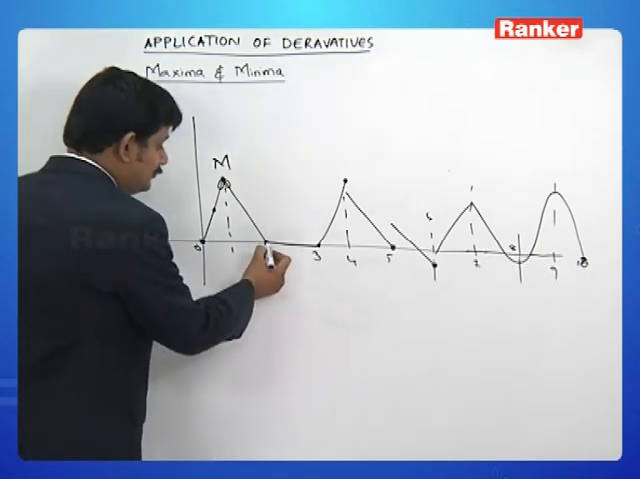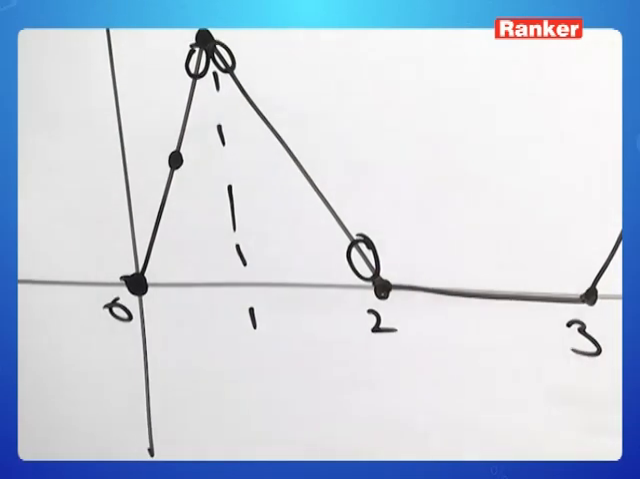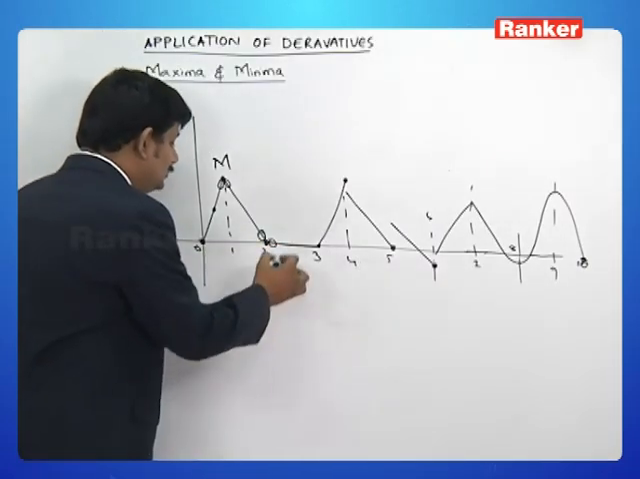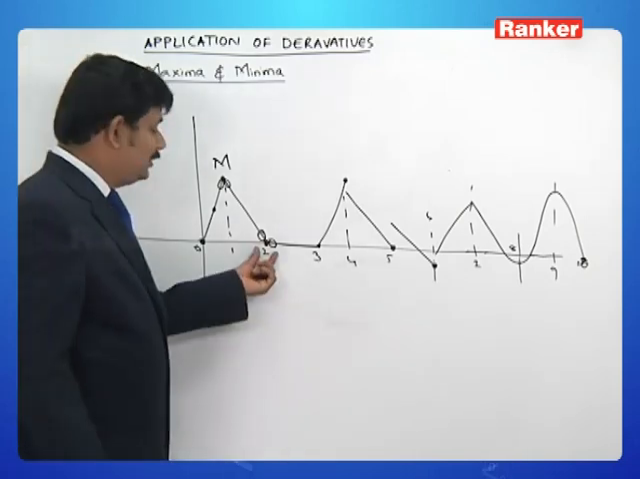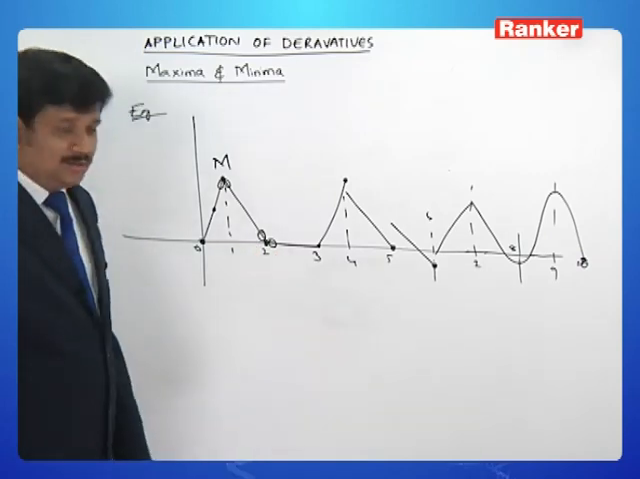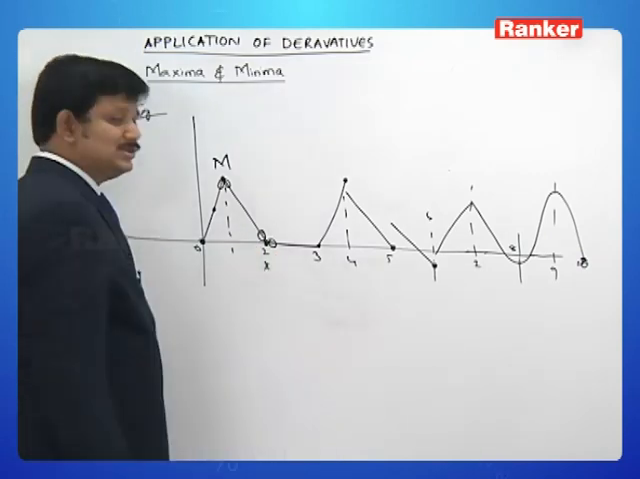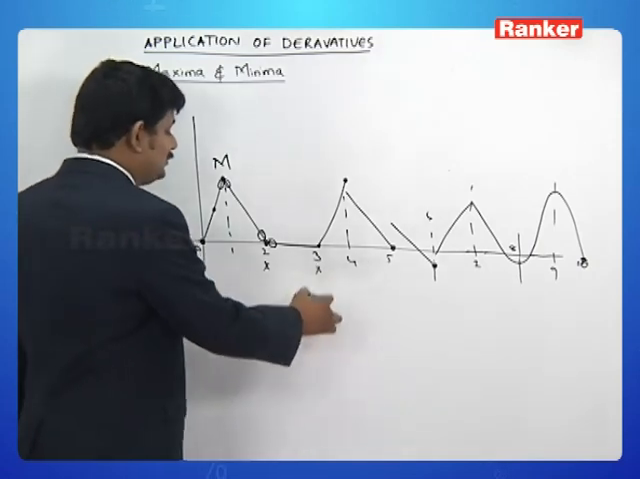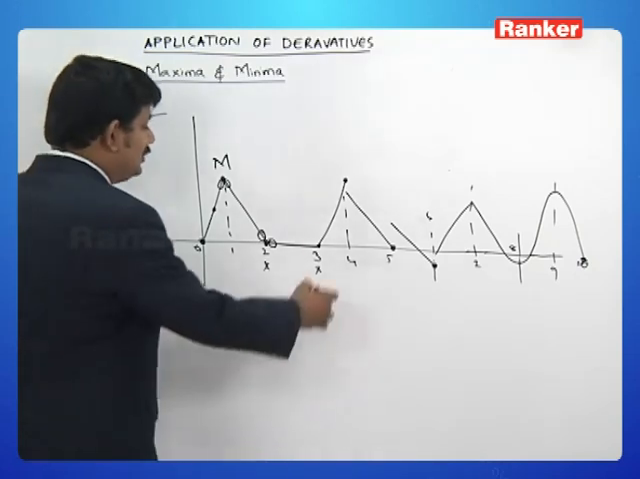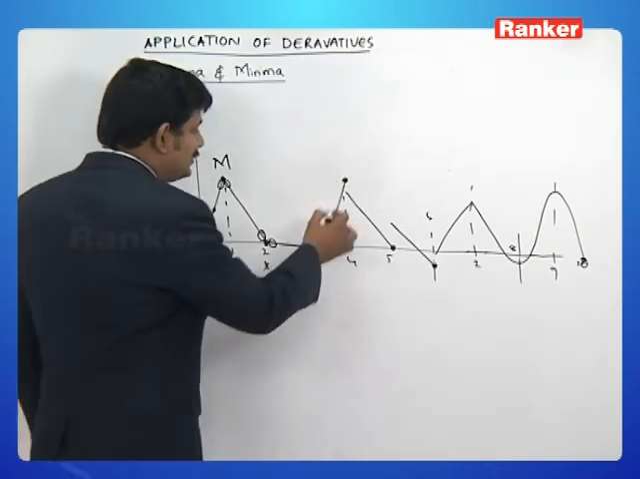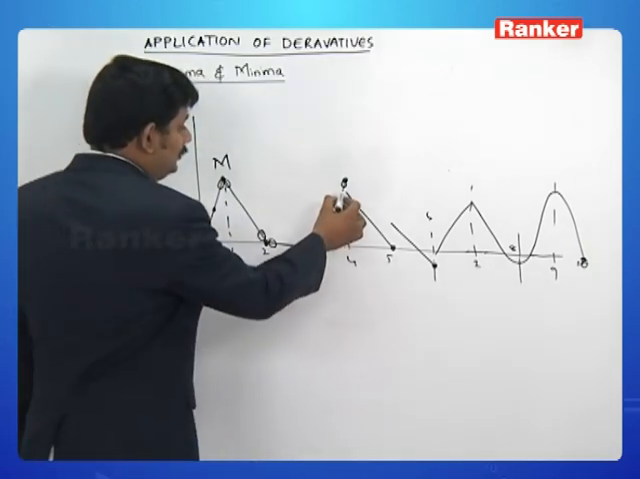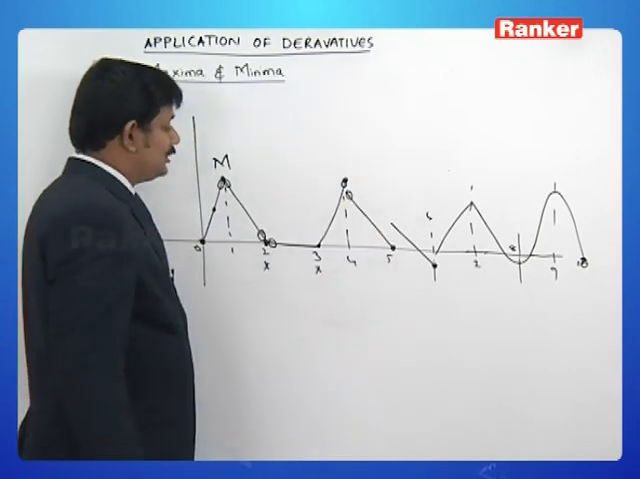At 2, though in the left neighborhood functional values are more than f of 2, in the right neighborhood functional values are equal to f of 2, and equality should never come in the definition of local maxima or local minima, so this doesn't qualify to be a maxima or minima. And same is the case with 3, this is not qualified to be a maxima or minima. Let us observe f of 4. Functional values in the left neighborhood are smaller than f of 4 and also in the right neighborhood are smaller than f of 4.